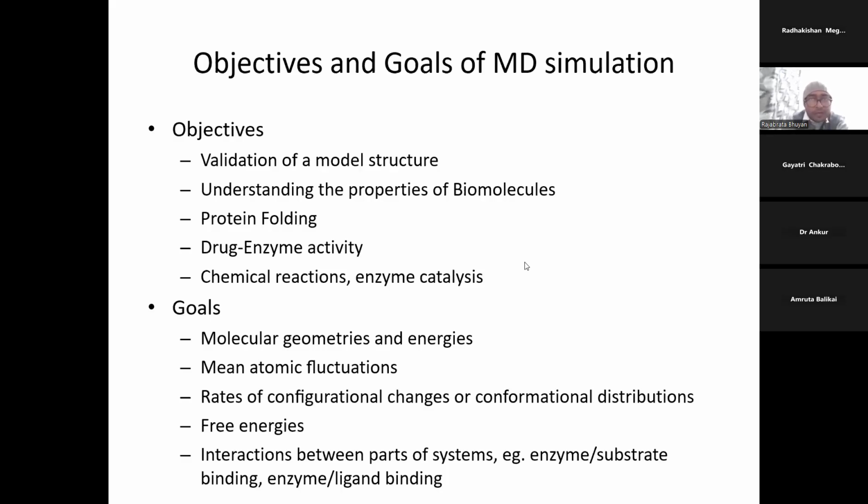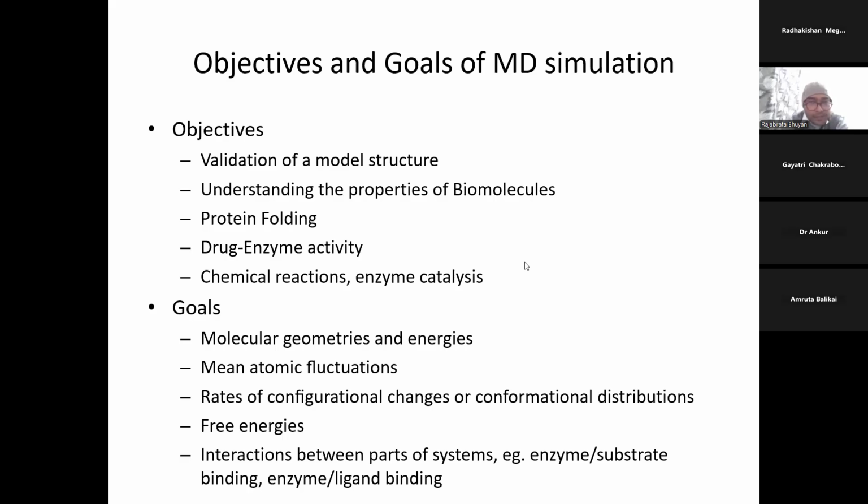Now, objectives and goals of the MD simulations. So these are the objectives. We can take a note: first, validation of model structures. That means just after homology modeling, if you want to validate the quality of the structure, or refine that structure, you can go for MD simulation. Basically, in the process of refinement, the errors present in the structures can be solved. The errors mean basically steric clashes and hindrances, and they can be removed from the structure, so that the overall quality of the structure will be improved.